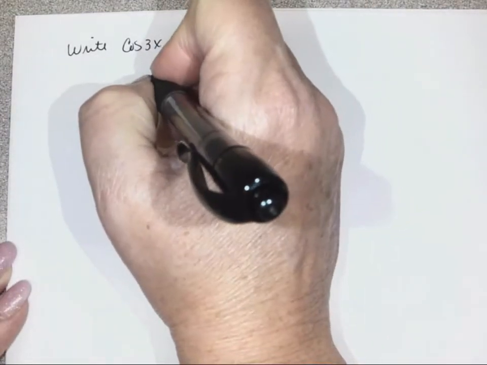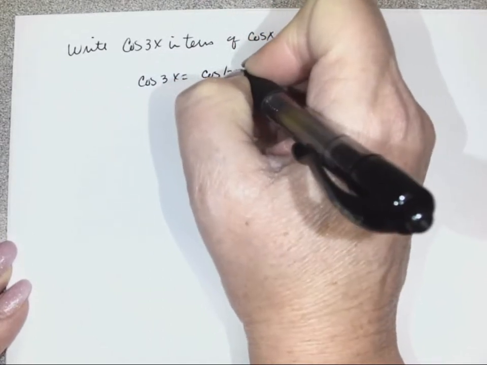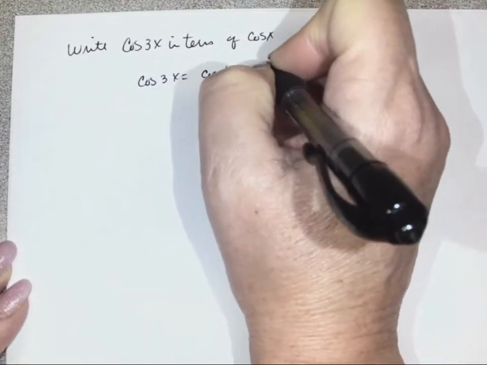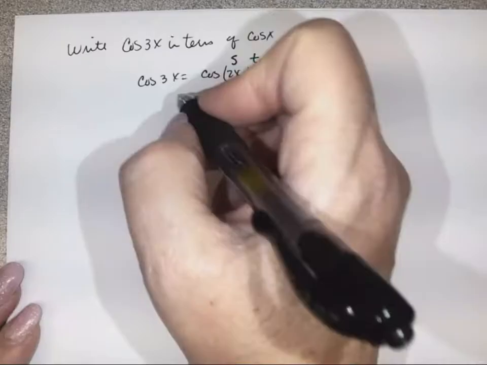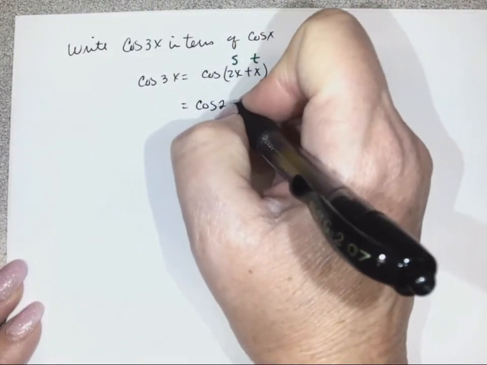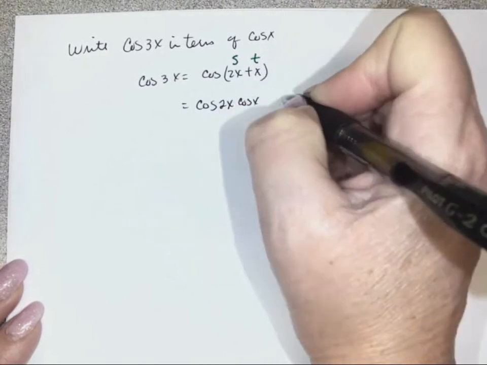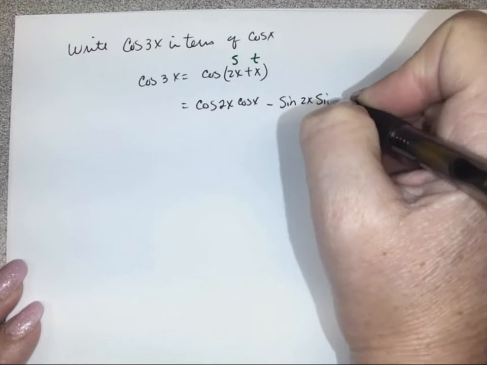We're going to have to break these up. So we're going to have the cosine of 3x is equal to the cosine of 2x plus x. And this will get us an s and a t. Now that we have that, we can use the addition formula for cosine. So this will be the cosine of 2x cosine of x minus sine of 2x sine of x.